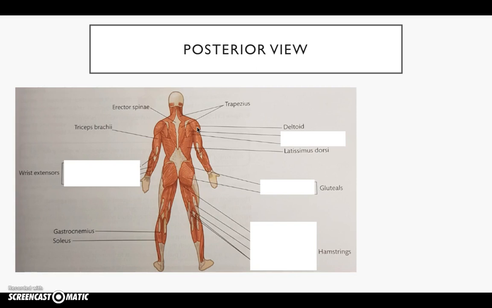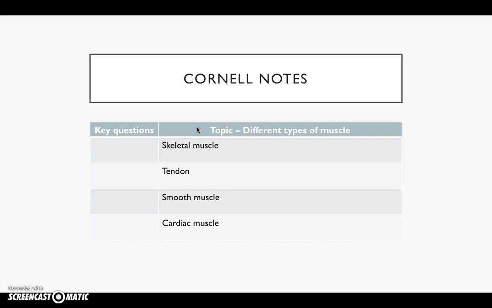Now, we'll go through these in a lot more detail in class, and we'll do some activities to help us remember them in class, but that is that part done. Now what we're going to do is look at your Cornell notes. We're going to do Cornell notes for different types of muscles in our body. So we have different types of muscles. We have skeletal muscles, smooth muscles, and cardiac muscles.